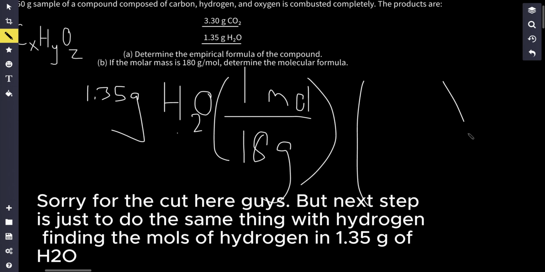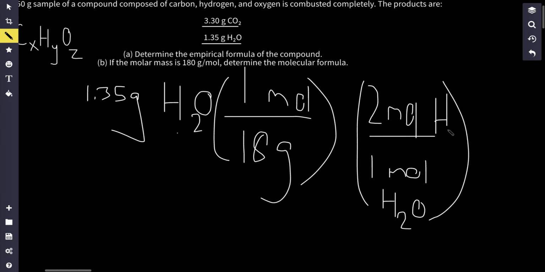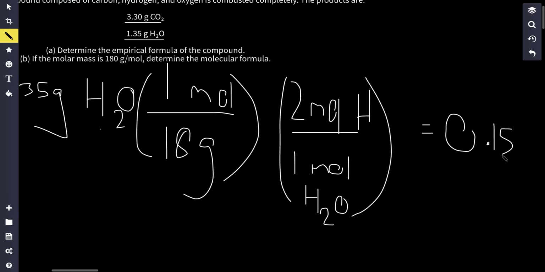And also, notice how in 1 mole of water I have 2 moles of hydrogen. In 1 mole of water, I'm going to have 2 times the amount of hydrogen. So doing the calculation, 1.35 divided by 18 times 2, this is going to come out to 0.15 moles of hydrogen.